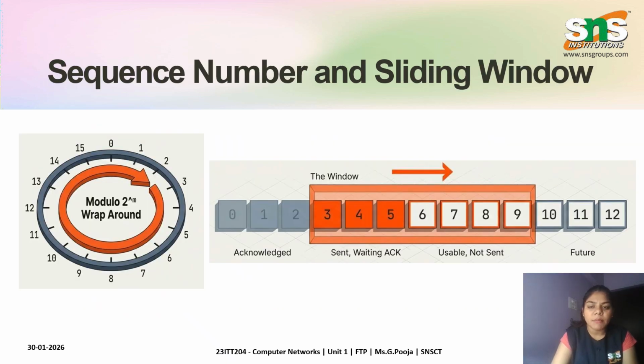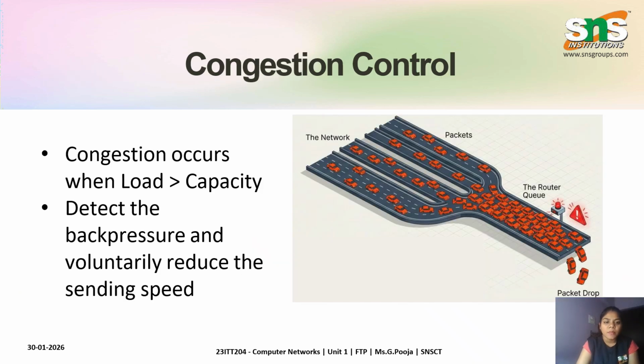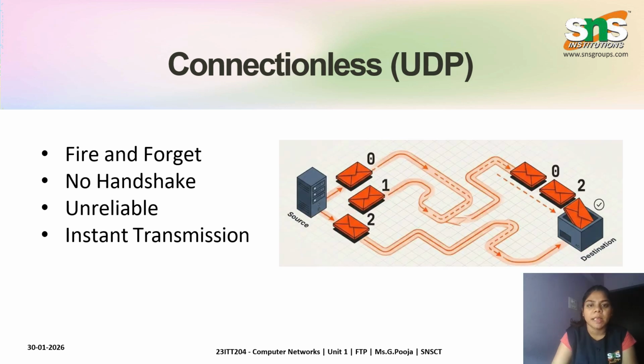And here comes the sequence number and sliding window. First we send, then we wait for the acknowledgement to see if it is usable or not, and then we do it for the future. Here comes the congestion control. Congestion is when many data come at the same time. In such cases, we control the congestion by detecting the back pressure and voluntarily reducing the sending speed.